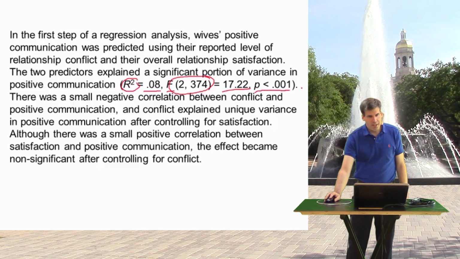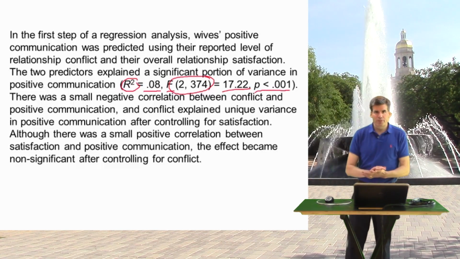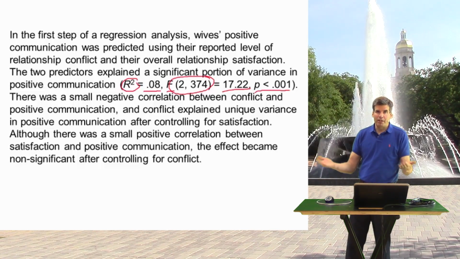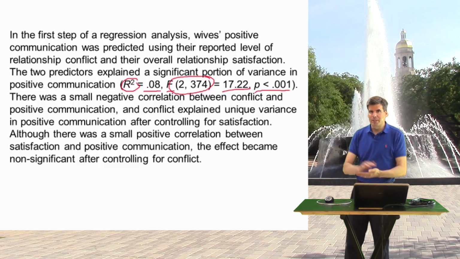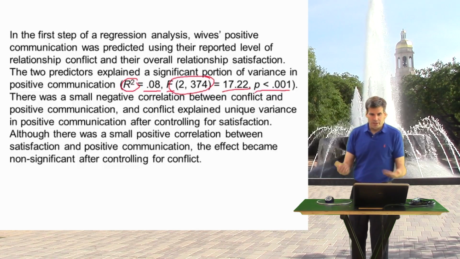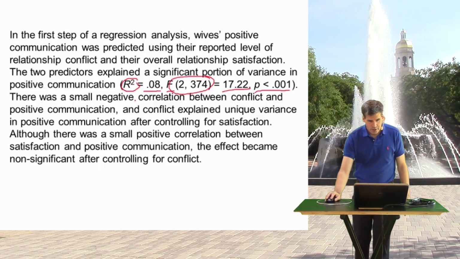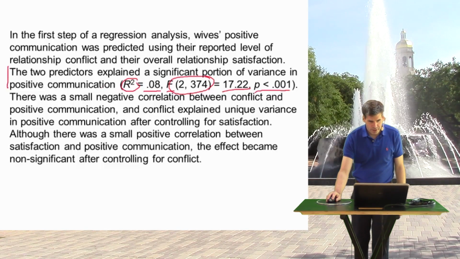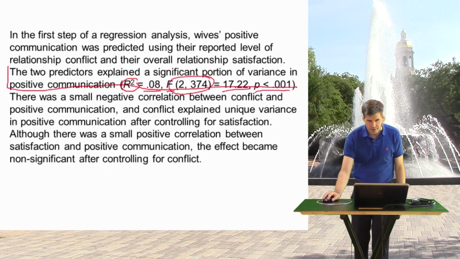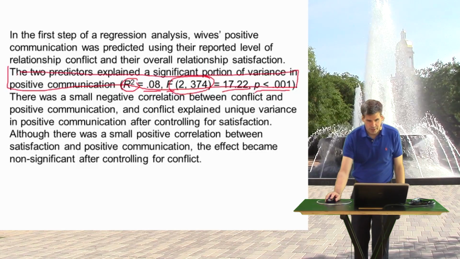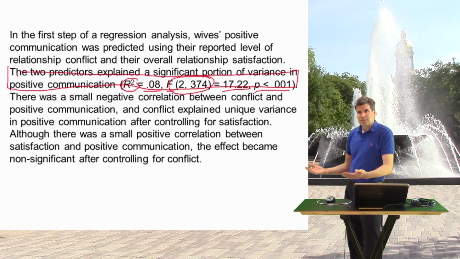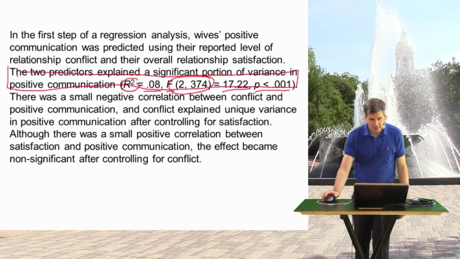And then because my P value was smaller than 0.001, it rounded to 0.000, but I never type P is equal to 0. So I say P is less than 0.001. And so this sentence right here, the 2 predictors explain a significant portion of variance in positive communication with my 5 pieces of information. That is the same format we looked at in our previous example with just a single step.